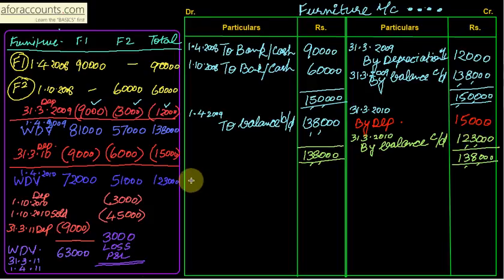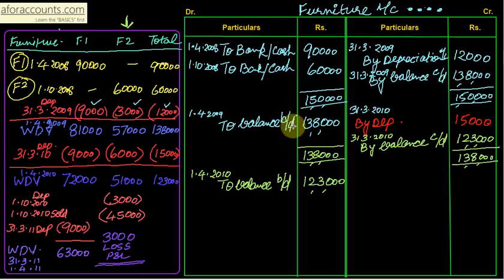and the same will come on 1/4/2010 to balance brought down 1,23,000. Okay, so now we have two furnitures here and one is being sold. The furniture F2, pay attention here, F2 furniture entries first do, because it is before 31st March.